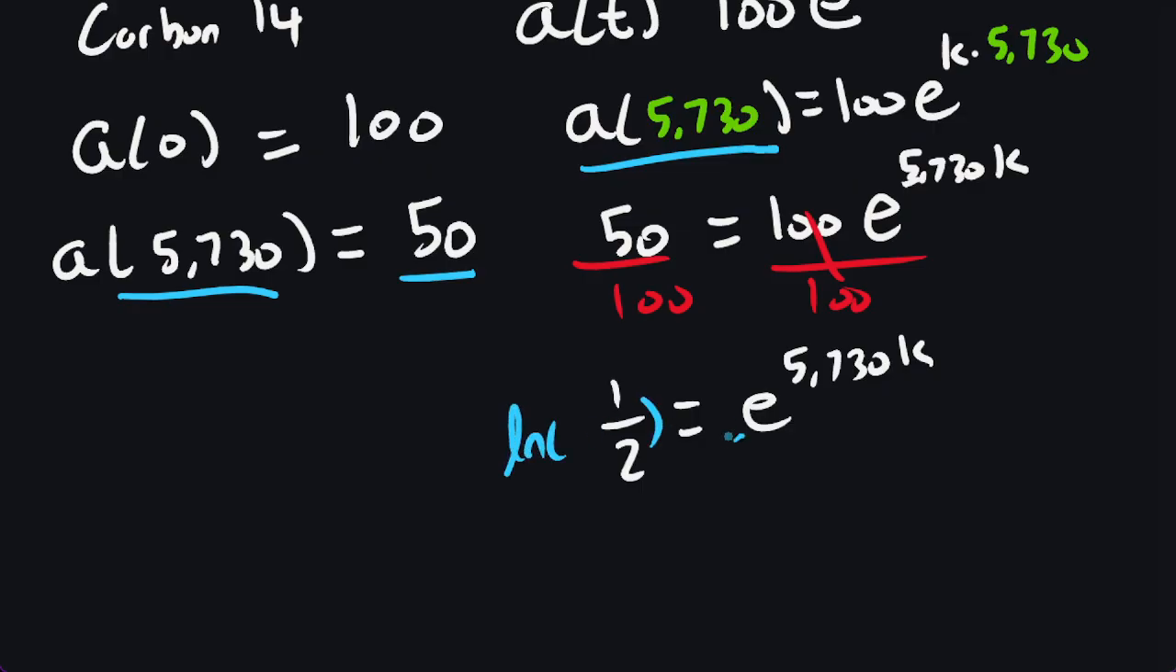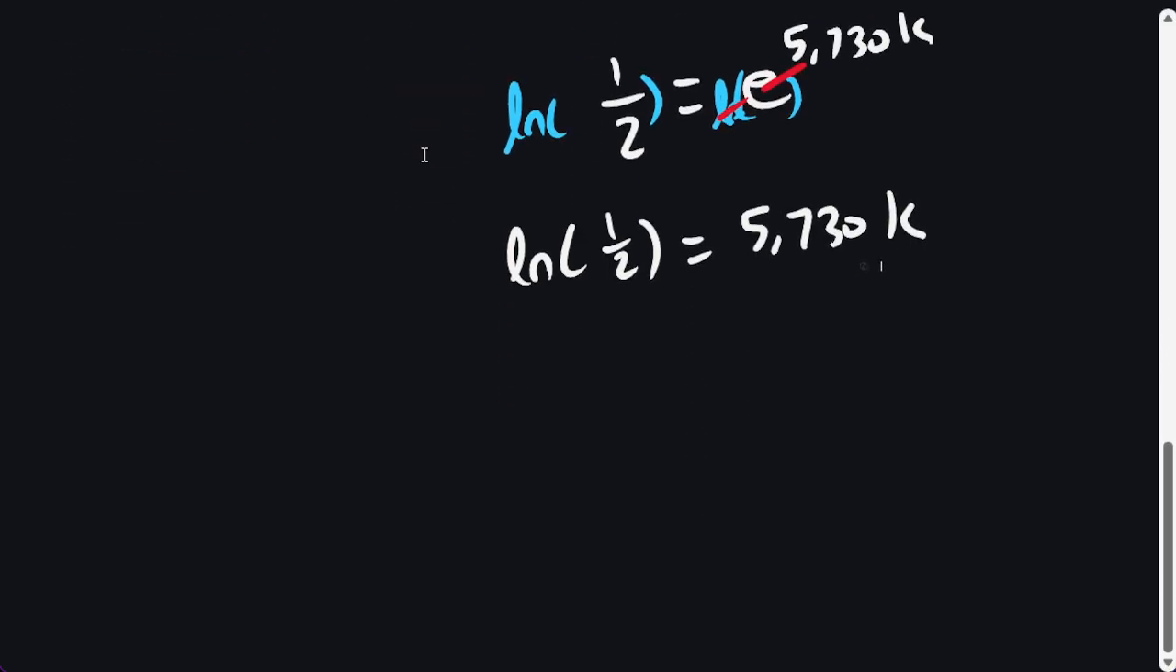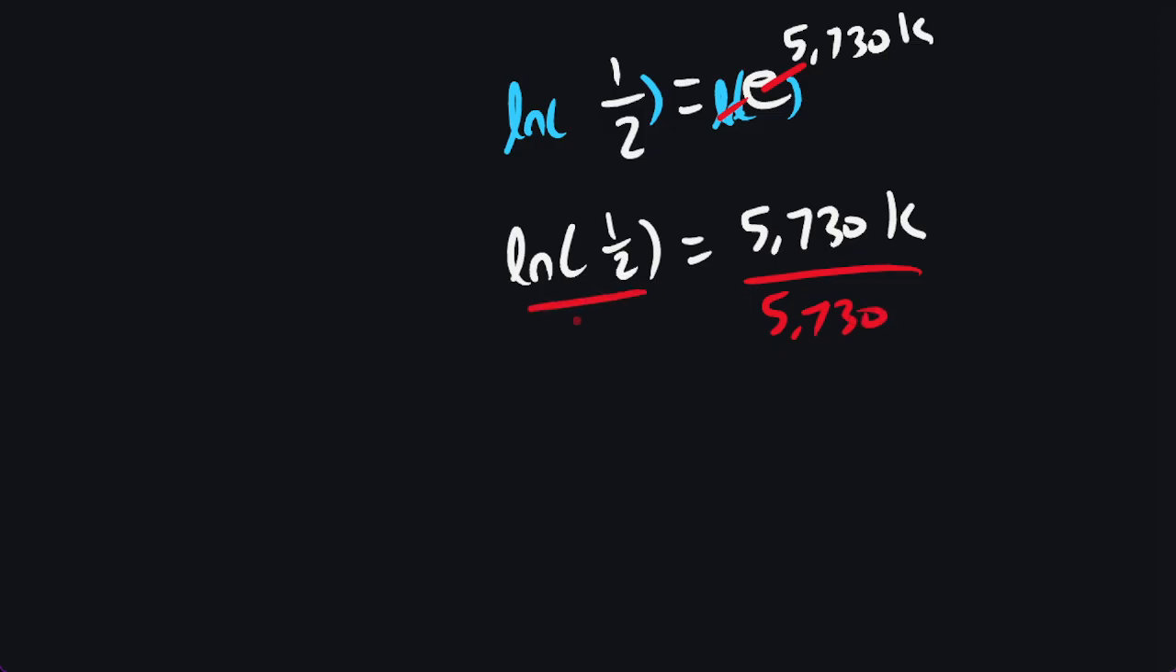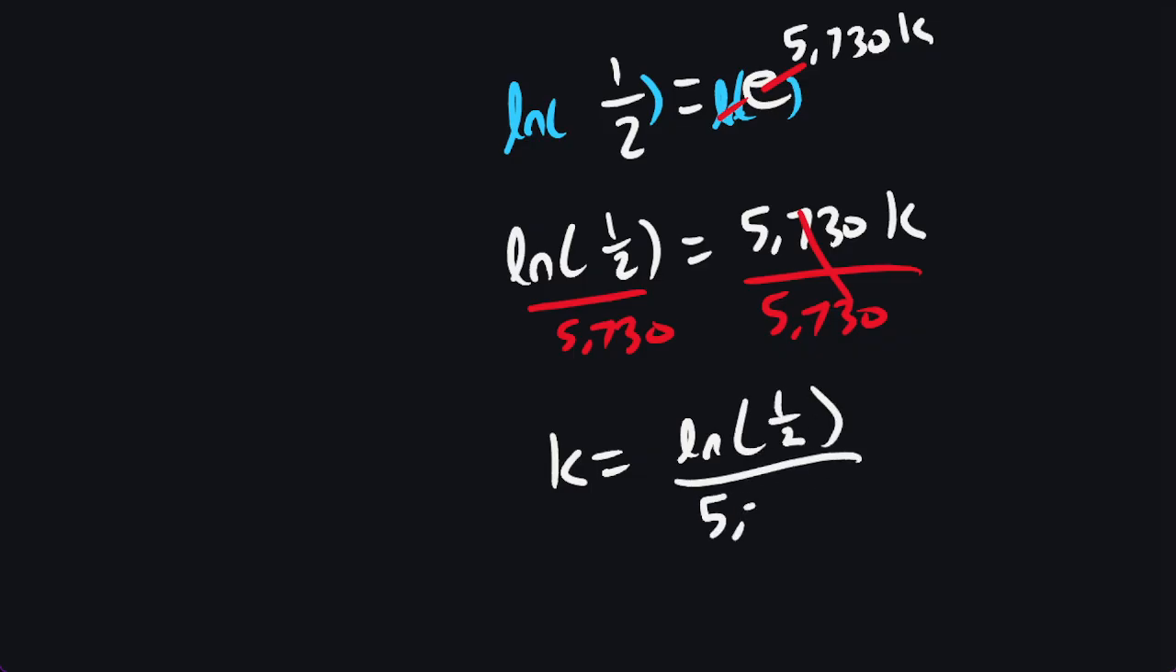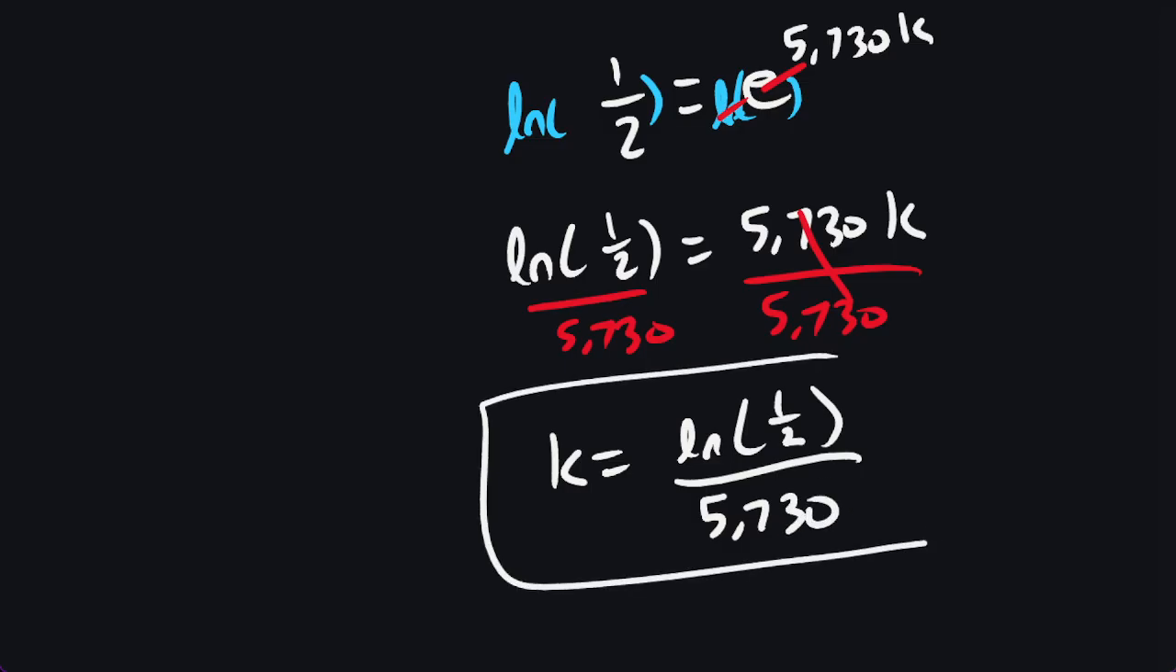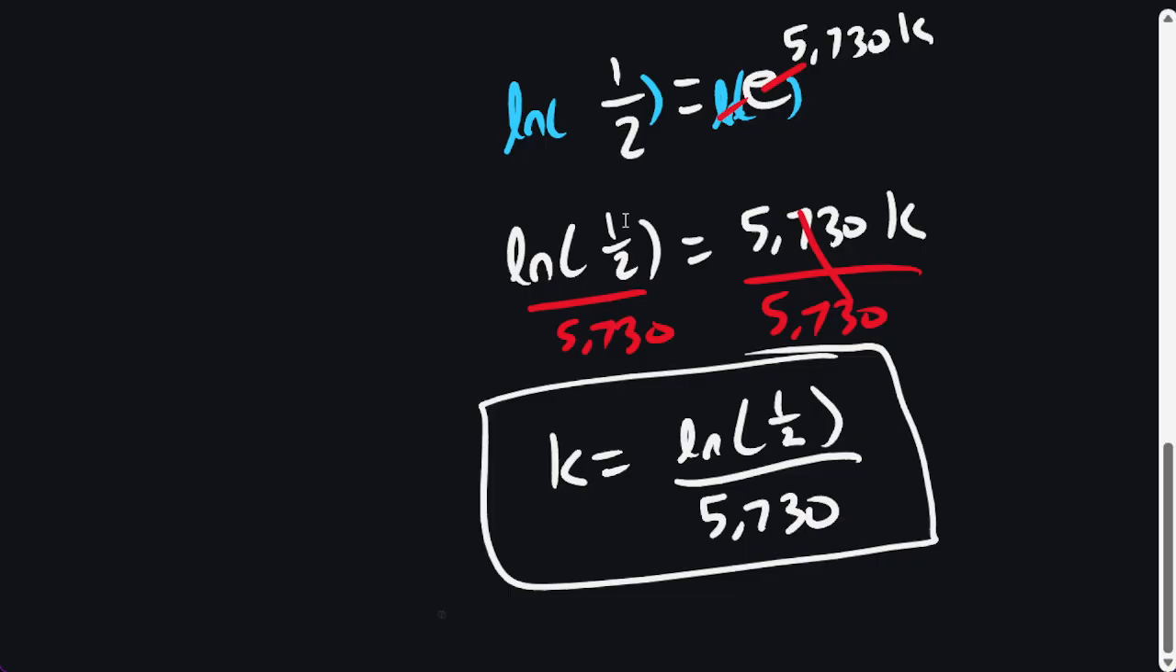So ln of a half on the left side. ln of a half equals, the ln and the e cancel out, you have 5,730k. And then finally, to arrive at k, we just divide both sides by 5,730. And we have k equals ln of a half over 5,730. And that is our k. And there we go. That's how we find k.